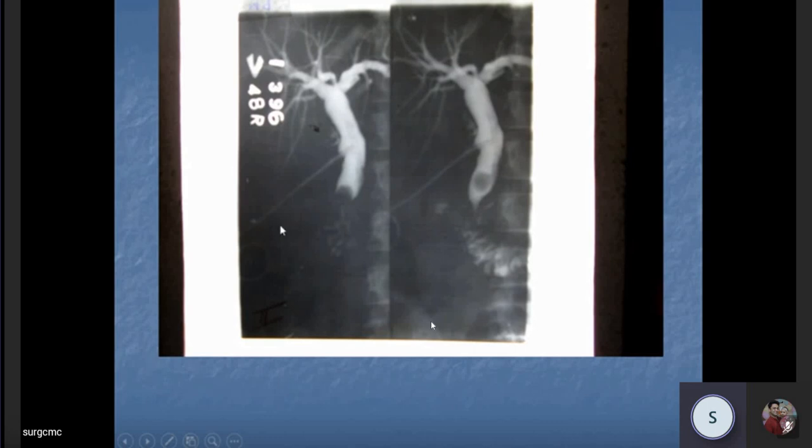Again, dye is pushed from here. The radicals are dilated, and again there is the crescent shaped upper margin. I have left a stone over here. Dye cannot pass. Here a small amount of dye can pass. The dye cannot pass. So that is the way of identifying any retained or residual stone in the common bile duct.